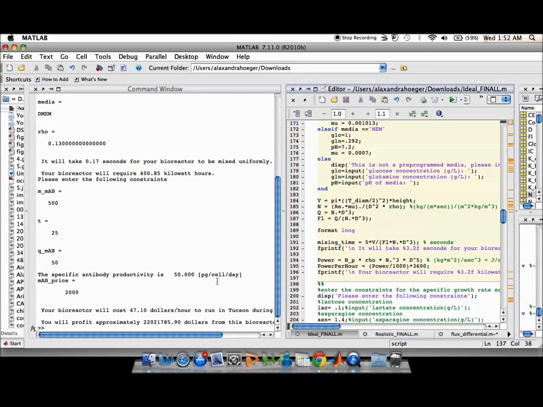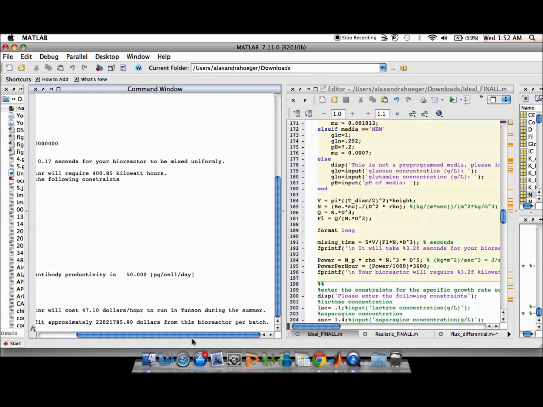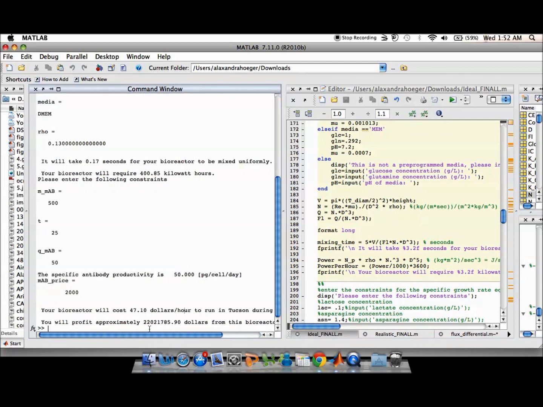And then at the very end, you can see on this line, it prints out the cost estimation based on Tucson Electric Power Company to run during the summer, because the summer's coming up. So the electric bill is going to be cheaper, and it will cost $47.10 per hour to run it during the summer in Tucson. Okay, so that was my part of the bioreactor model. Thank you.